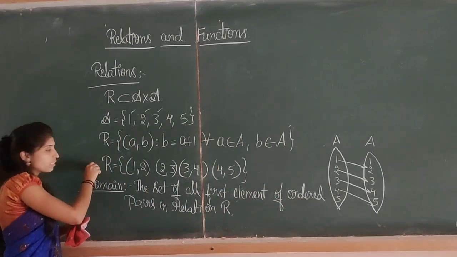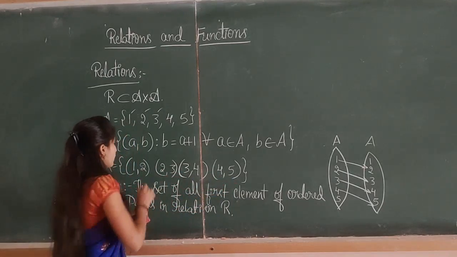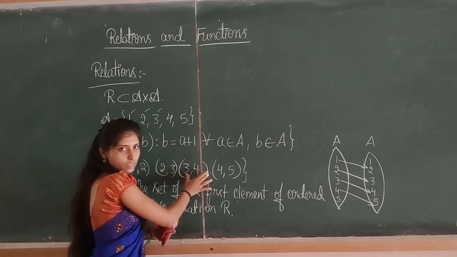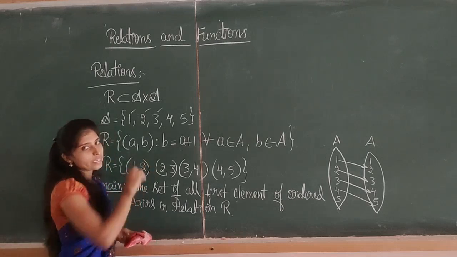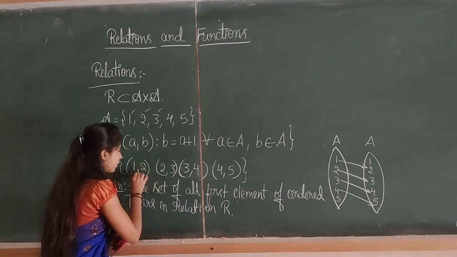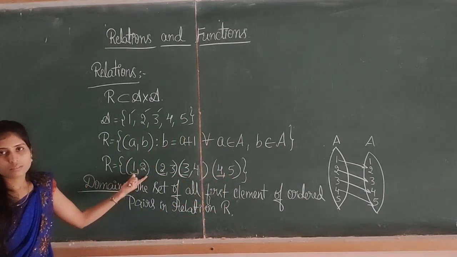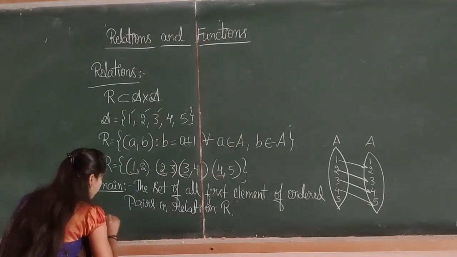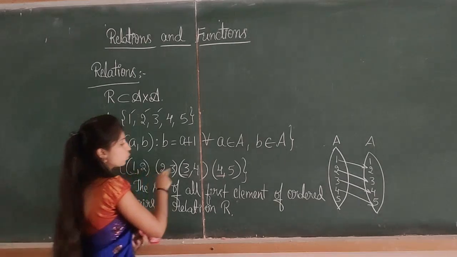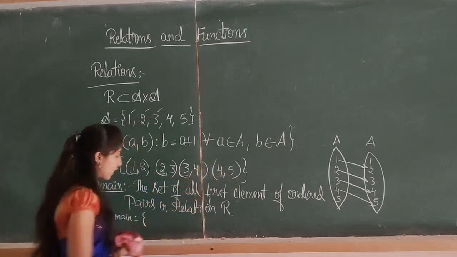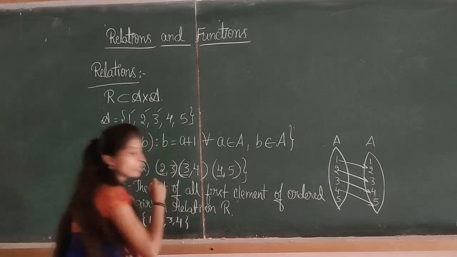For example, I will take this example only. Here they have given the relation, right? In this relation, these are the ordered pairs. In an ordered pair, this is the first element and this is the second element, right? So the first elements of the ordered pairs, we call the domain. So the domain is equal to 1, 2, 3, 4.